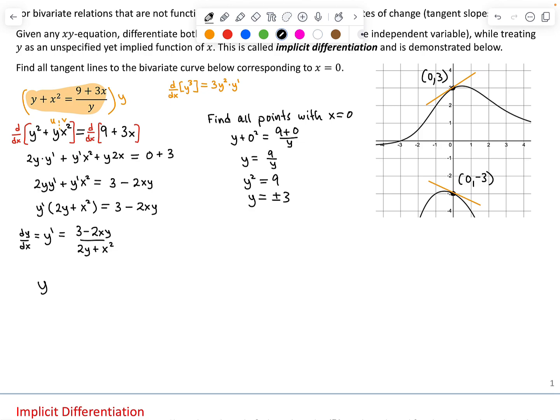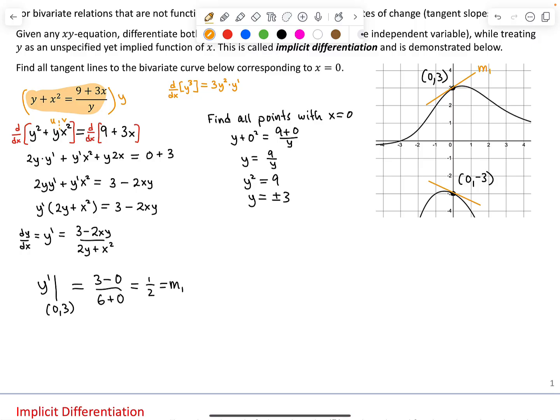Okay, now we want to find the slope of the tangent line at the upper point. So we say, what is y prime when you plug in the point (0, 3)? This line is called an evaluation bar, and below it, you put down the data that you're plugging in. So now I look to this fraction, and I plug in 0 for all the x's and 3 for all the y's. So we get 3 minus 2 times 0 times 3, which will just be 0, over 2 times 3, which is 6, plus 0. In the end, we get 1/2.